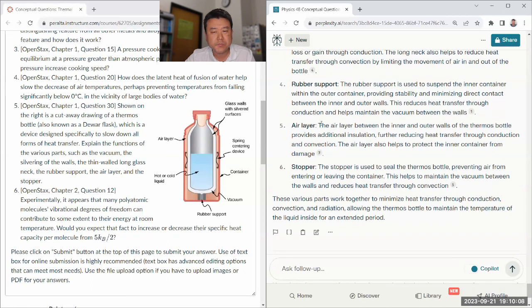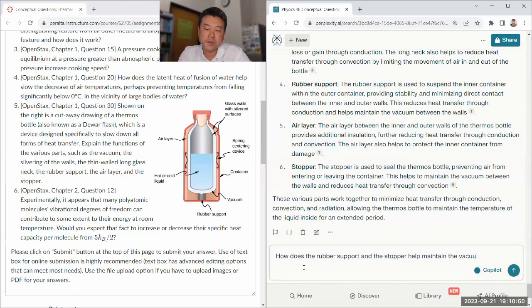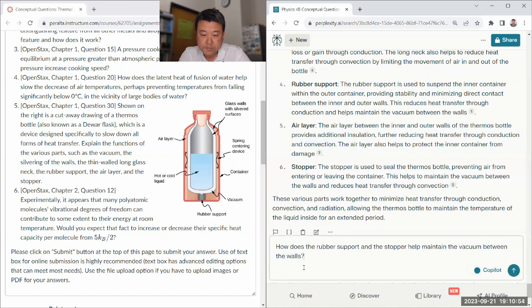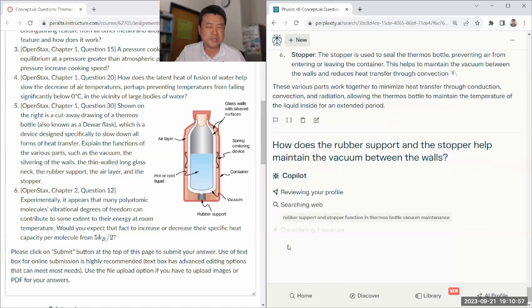Let me ask, how does the rubber support help maintain the vacuum? Air layer. I see, there's a vacuum layer and then an air layer. Inner and outer walls: conduction, convection, maybe. If this layer is thin enough, the convection current might be prevented as well. The stopper is used to seal, preventing air from entering. It doesn't help maintain the vacuum between the walls. So let me ask, how do the rubber support and the stopper help maintain the vacuum between the walls? For the rubber support, I can imagine a rationale. The stopper does nothing.